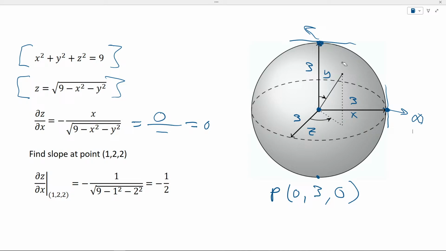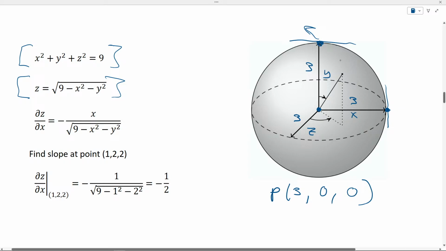So can I do this? What is this point? My x is equal to 3, my y is equal to 0, and my z is equal to 0. Let's substitute here and see if we're going to get something infinity or undefined.